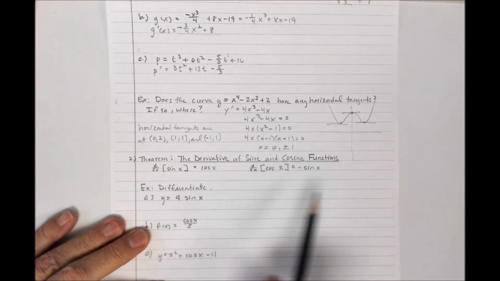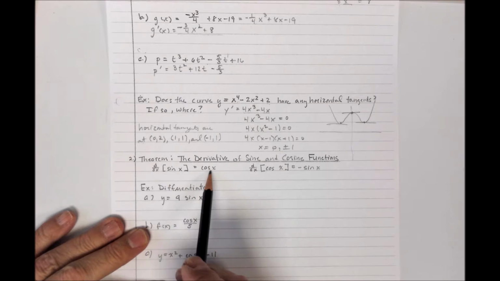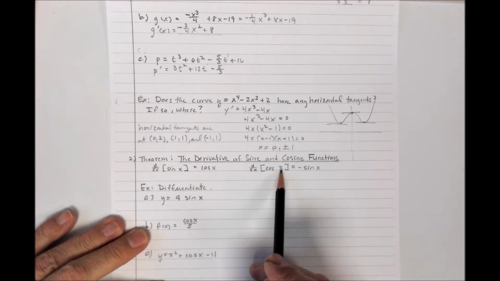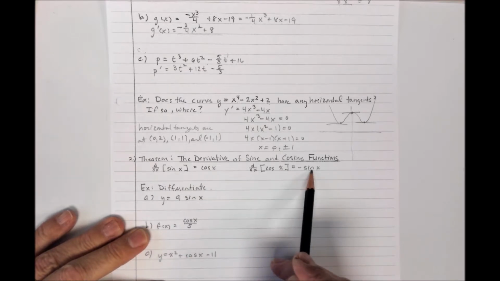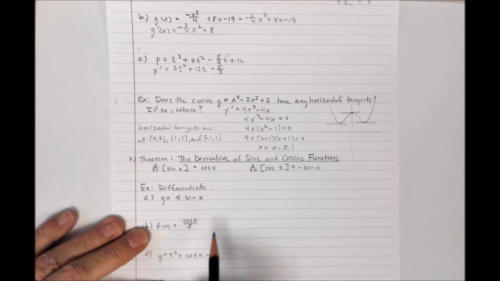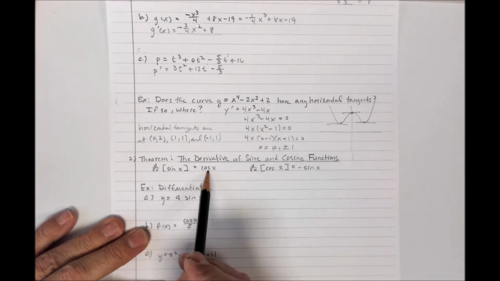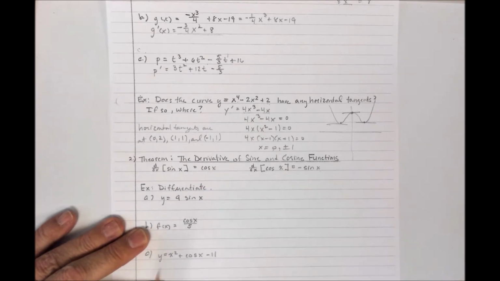And they're very similar. The derivative of the sine of x is the cosine of x, and the derivative of the cosine of x is the opposite of the sine of x, or negative sine x. So remember, the derivative of sine is positive cosine, the derivative of cosine is negative sine. Okay? So let's differentiate here.